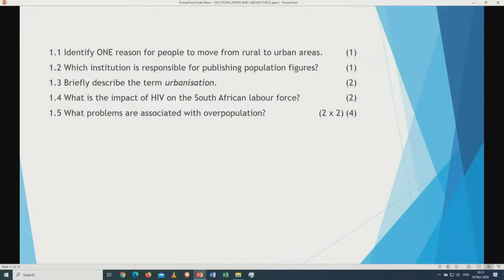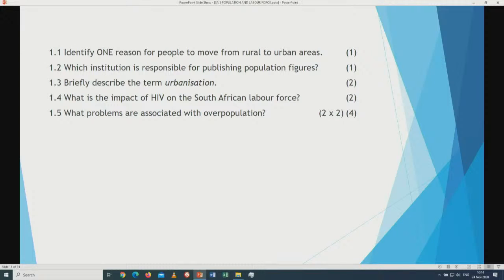The way these questions have been arranged, they've been arranged from the simplest to the most difficult, as you can see. The first two are almost simple. The second two are a little more difficult than the first two, and the last one carries 4 marks because it's not as simple as the others. Now, the first question says, identify one reason for people to move from rural to urban areas. Question number 2, which institution is responsible for publishing population figures?